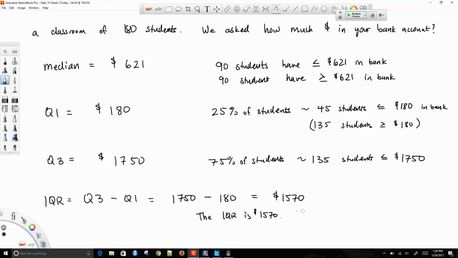And that means the distance between the top quartile and bottom quartile is 1570. I have no idea if these numbers are reasonable or if they sound too high or too low or whatever, but we'll just pretend this is just some numbers here. Okay, so this is what the IQR is, and so this gives us an idea of where the middle 50% of people are within this span of $1,570. Okay, so 50% of people are between 180 and 1750. So there's 90 people between these two numbers.